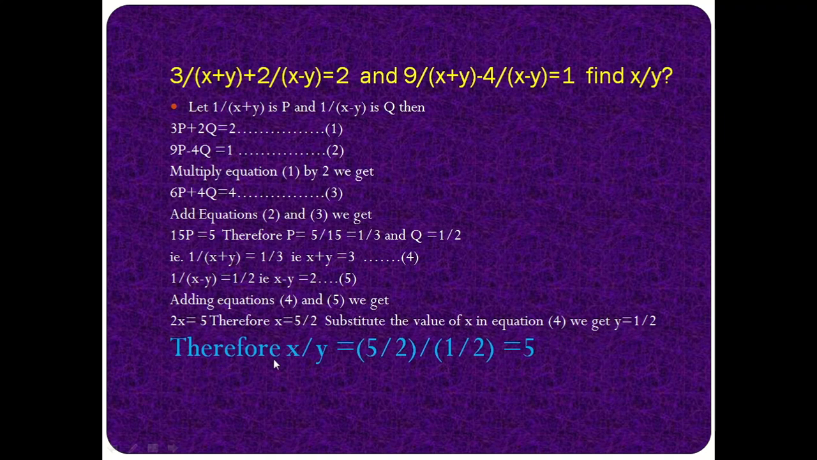So the question is to find out x divided by y. X is 5 by 2. Y is 1 by 2. 5 by 2 divided by 1 by 2. Then you cross multiply, 5 by 2 into 2 by 1. This 2 and 2 get cancelled. The answer is equal to 5.